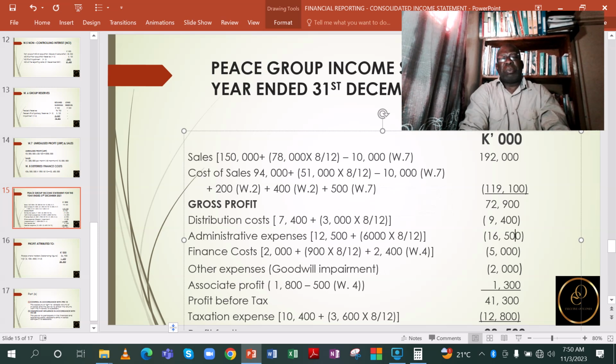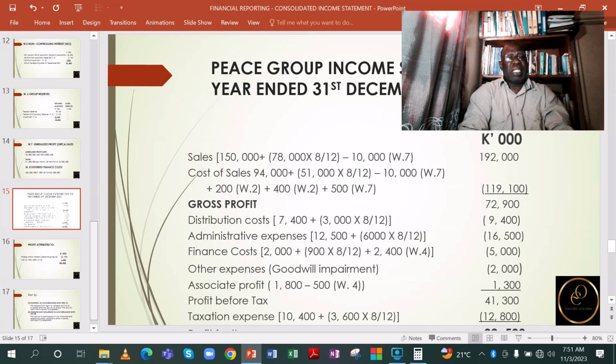Now we are apportioning because the group ran from 1st May to 31st June, only 8 months. So we only claim that for the group at 8 over 12 for the cost from the subsidiary, Stable. So here we have 12,500,000 plus 8 out of 12 or 6 million from Stable. We get 6,500,000.